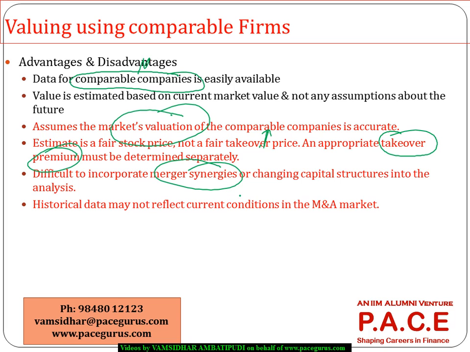Probably there could be lessons. There must have been some kind of overpricing in those transactions, and the companies may want to learn from them. So figuring all these things out as a part of the calculations cannot happen when I am using the comparable firm analysis. But on the other side, it is easy to calculate because all the data is readily available, and I am not doing any kind of estimations or projections about the performance of the combined firm in future.